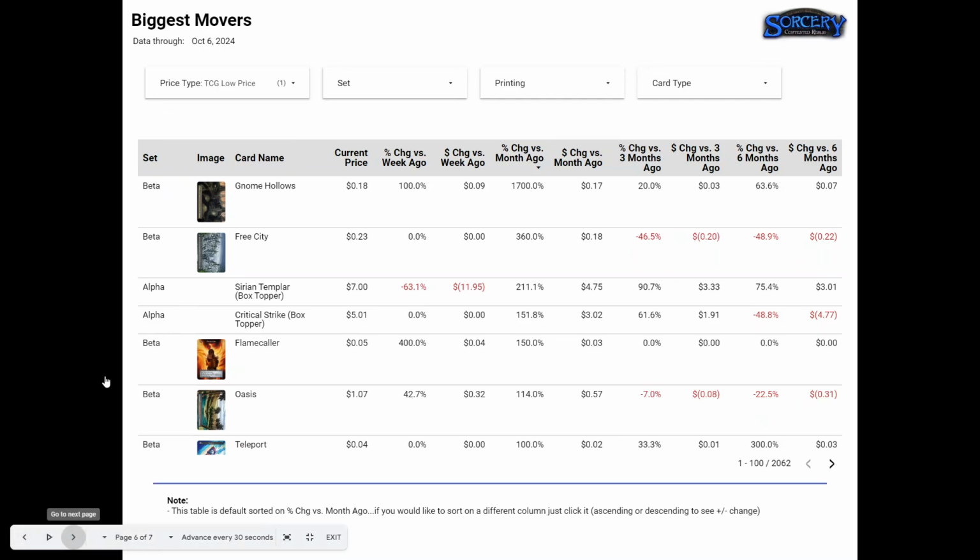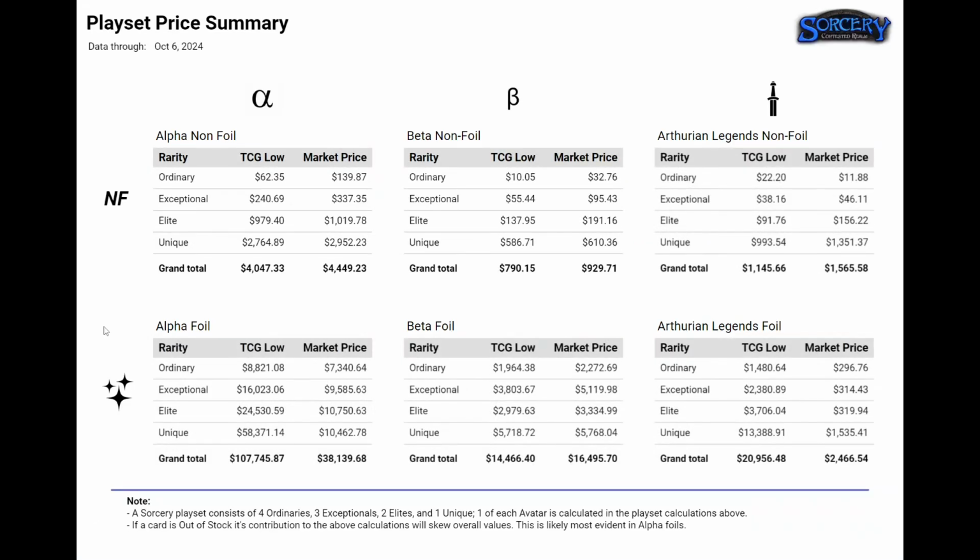And then, of course, the very last page is the playset price summary. This is for Alpha, Beta, and Arthurian Legends, non-foil and foil. It's, again, only 3 days on the market right now, but you can buy an ordinary playset for $22, exceptional for $38, elite for $91, or unique at $9.93. So that's really what I wanted to show for this video. I hope you're enjoying Arthurian Legends as much as I am. It's such a great set.